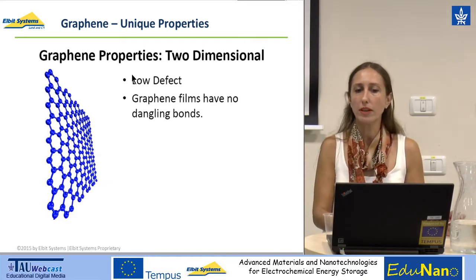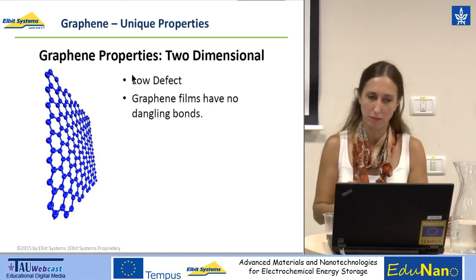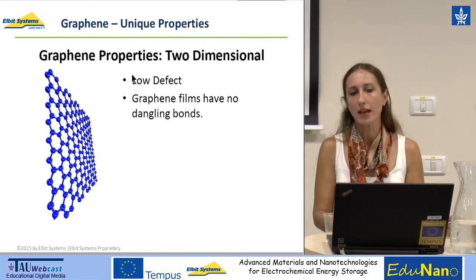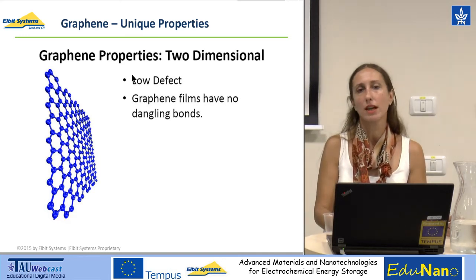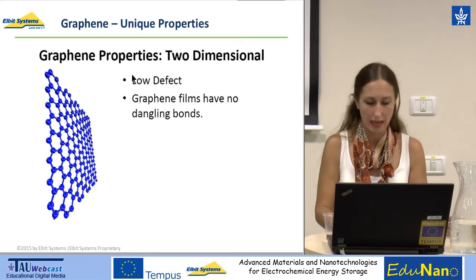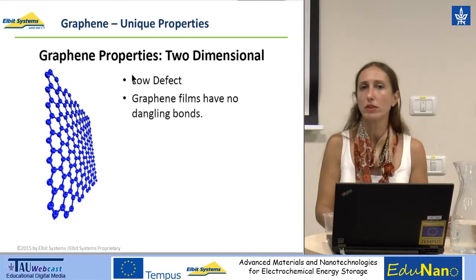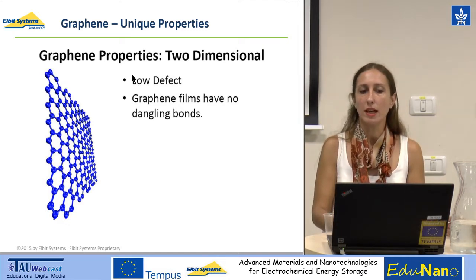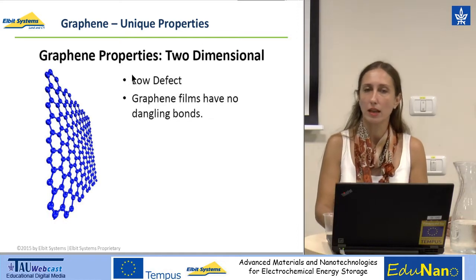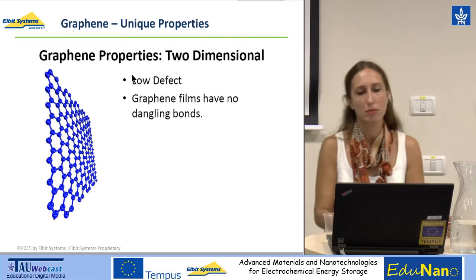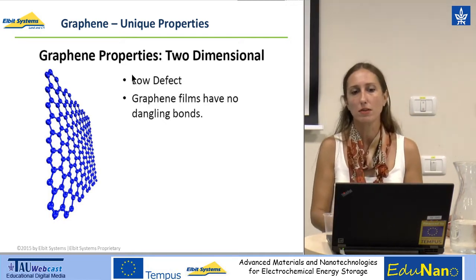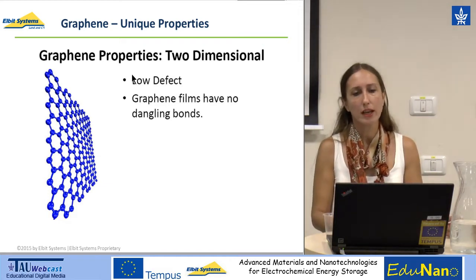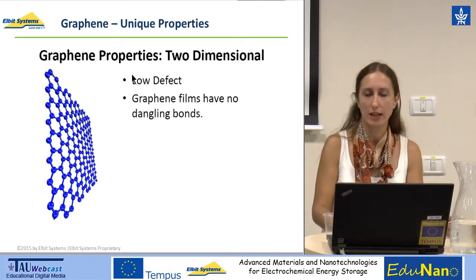The second unique property is that graphene films have no dangling bonds. What does it mean? It means that when we talk about the electronic conductivity in the in-plane surface, it will exhibit a very high electronic conductivity in the in-plane axis. On the other hand, when we talk about the vertical conductivity, graphene will have a limited vertical conductivity, and this has to be taken into consideration, especially when we talk about graphene applications in three-dimensional structures or architectures that require electronic conductivity also in the vertical axis.